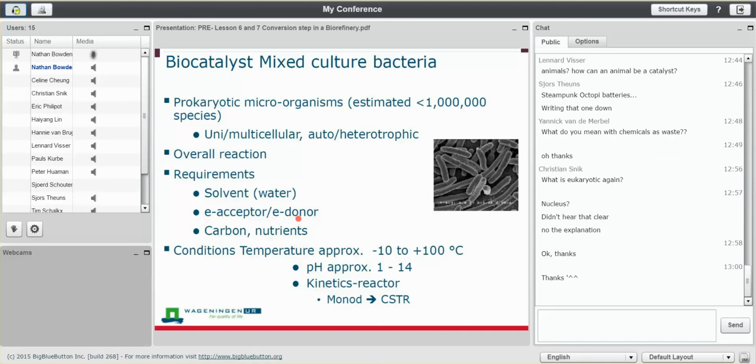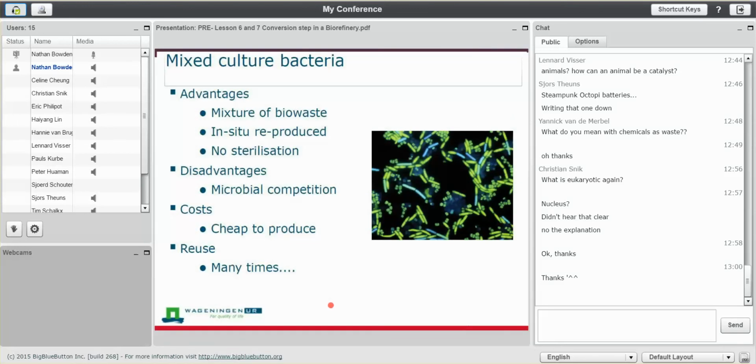Requirements, again: solvent, electron acceptor, electron donor. In the previous case, that was sugar and oxygen. Again, carbon and nutrients. And here, the temperatures can go slightly higher, and that's because it's a mixed culture. The advantage is a mixture of bio-waste, so you don't have to have one type. And it's in situ. You don't need to sterilize it because it's its own habitat, right? So it's self-sustaining.